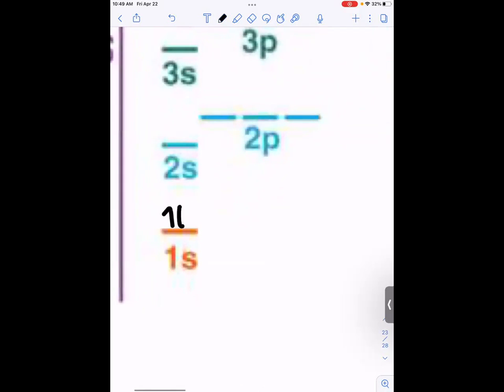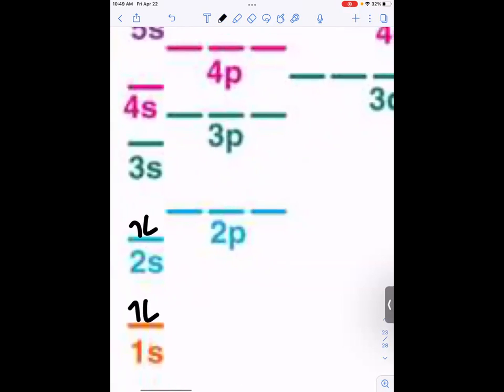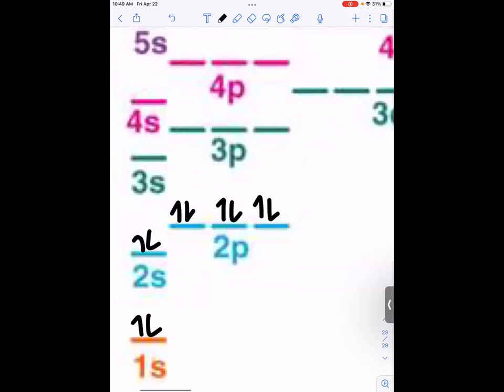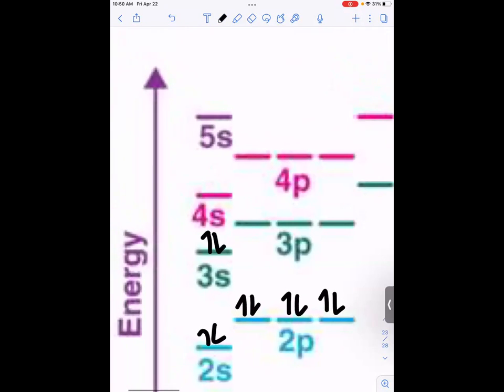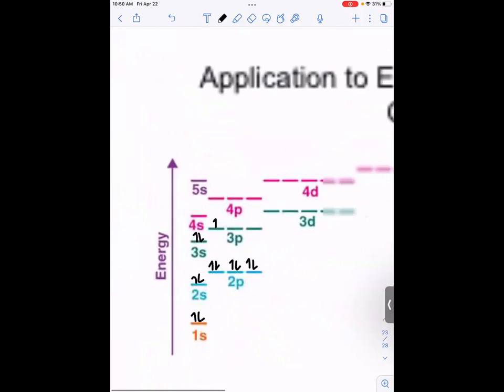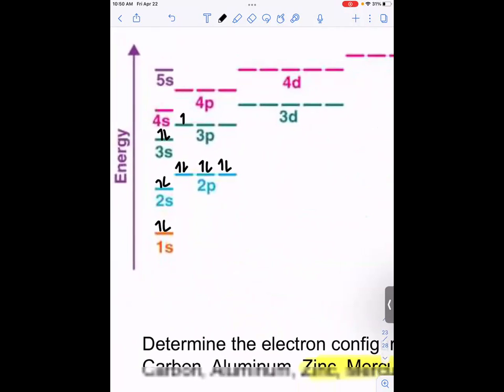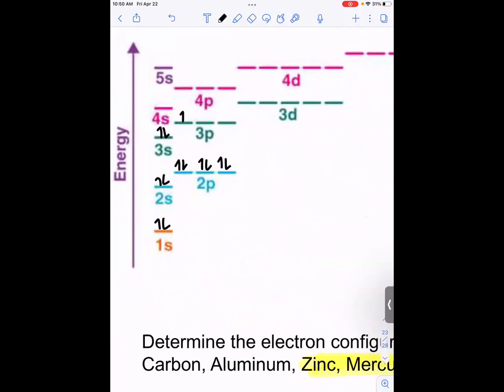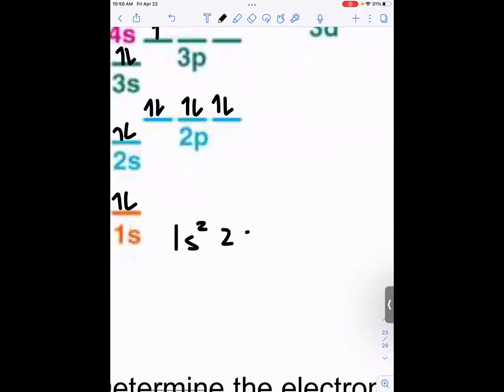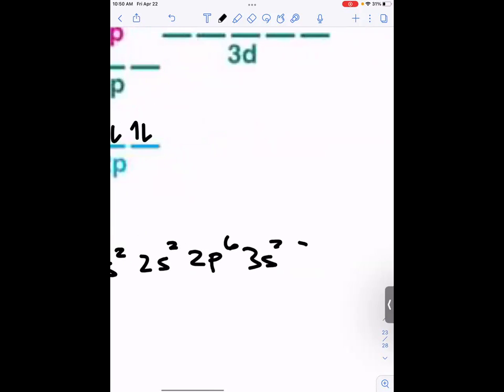So 2, 4. Go ahead and fill this up. That's 10. That's 11, 12, 13. Is that right? So 1s, 2s, 2p, 3s, and 3p. So for the valence, you're in the 3rd energy level. So that's a group 3 element. You got 3 valence electrons, and the electron configuration would look like this: 1s2, 2s2, 2p6, 3s2, 3p1.